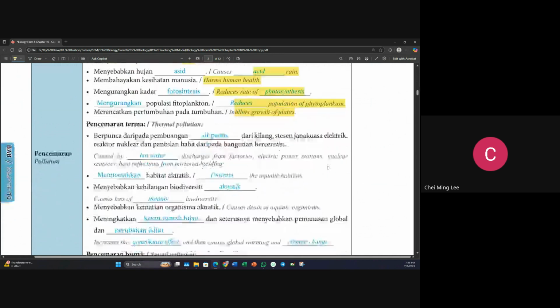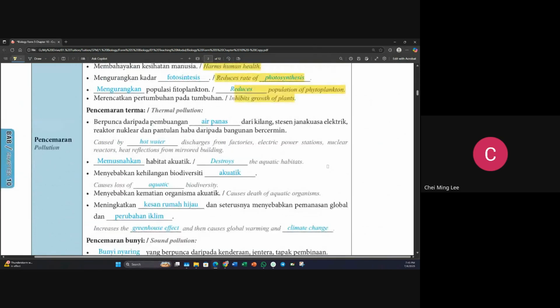Okay, then thermal pollution is like the heat change, sudden high heat. I mean high temperature in that particular area. So thermal pollution is normally caused by hot water discharge from factories, your electric power station, and nuclear reactor. You see the nuclear reactor with lots of steam coming out, right? That steam is actually thermal pollution. And also the heat reflection from mirrored buildings, especially in KL.